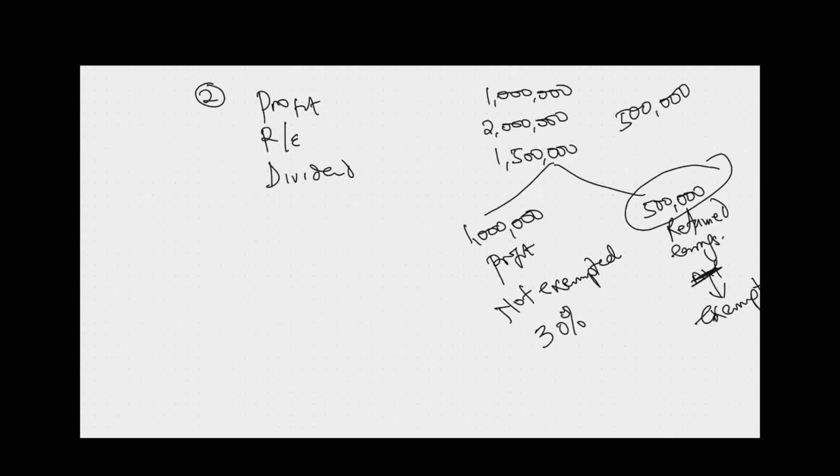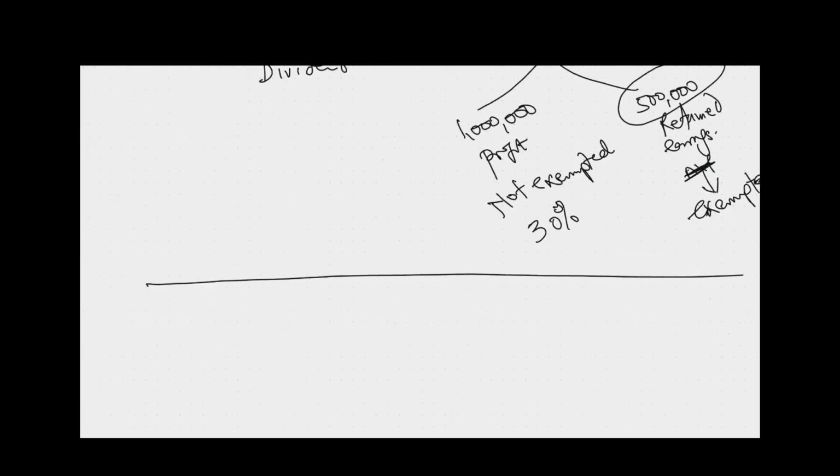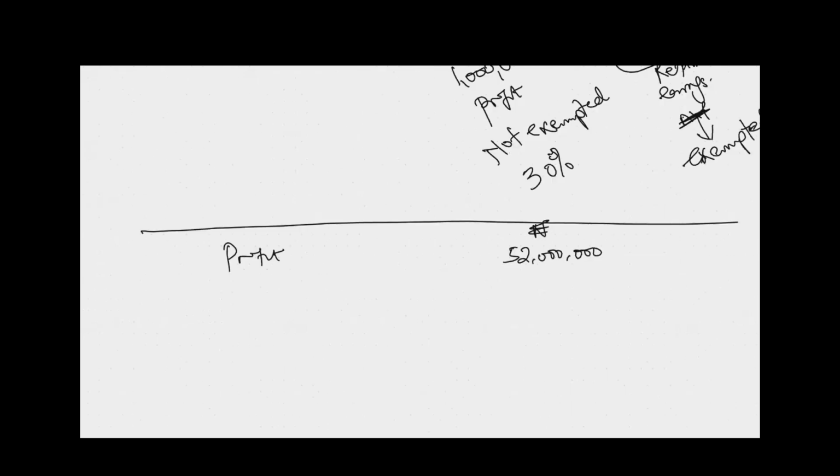Let's look at another scenario. Scenario number 3. Profits: 52 million. Retained earnings: 105. Dividend: 42. So what can you say about this?